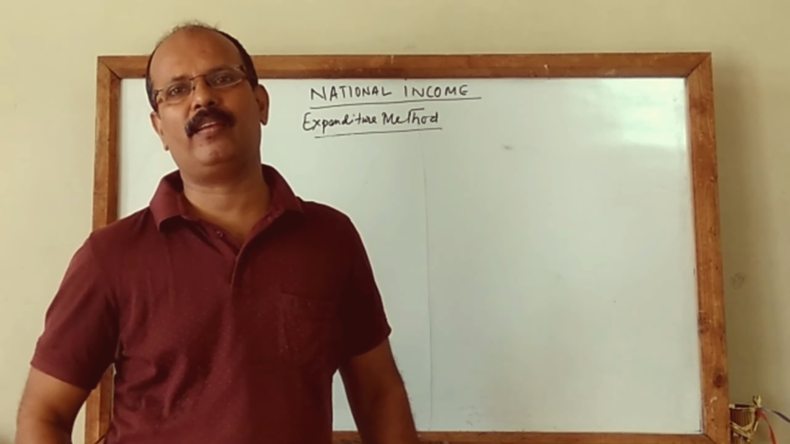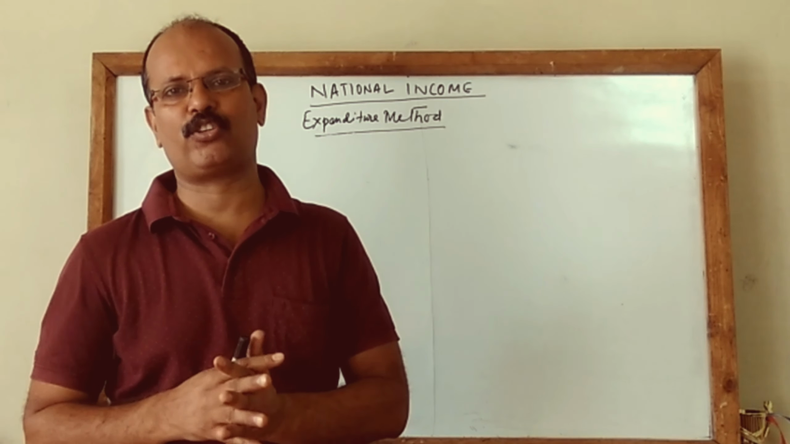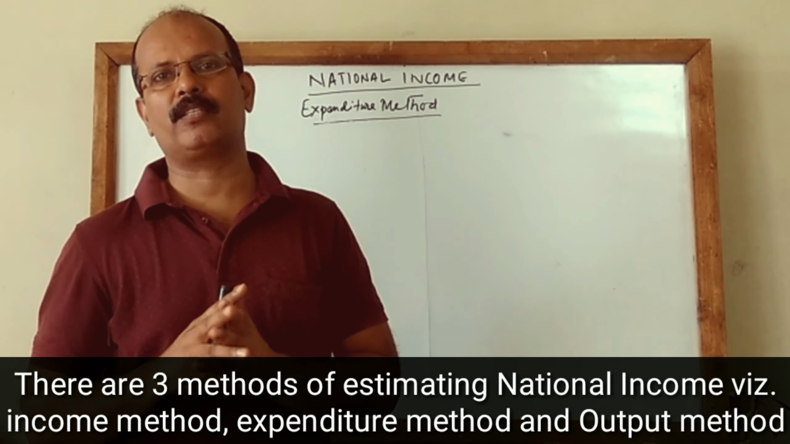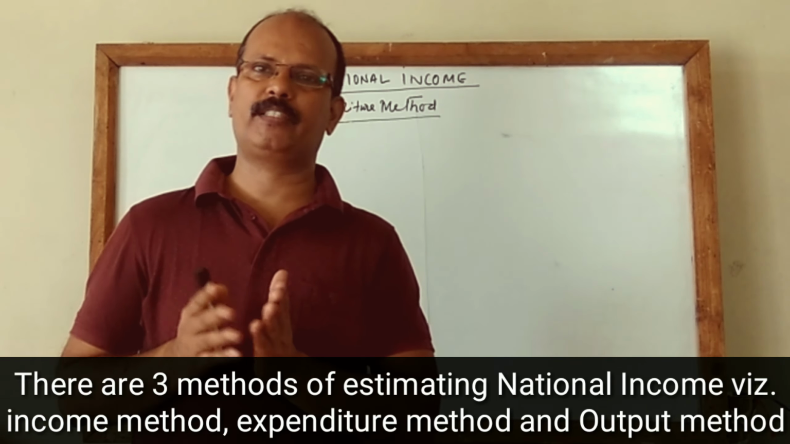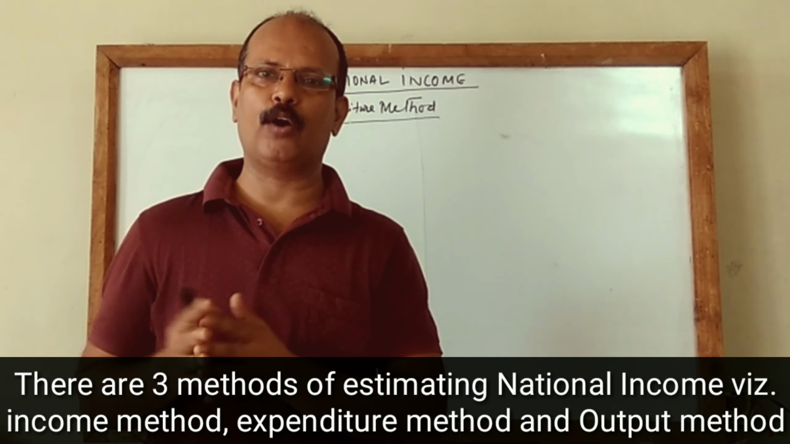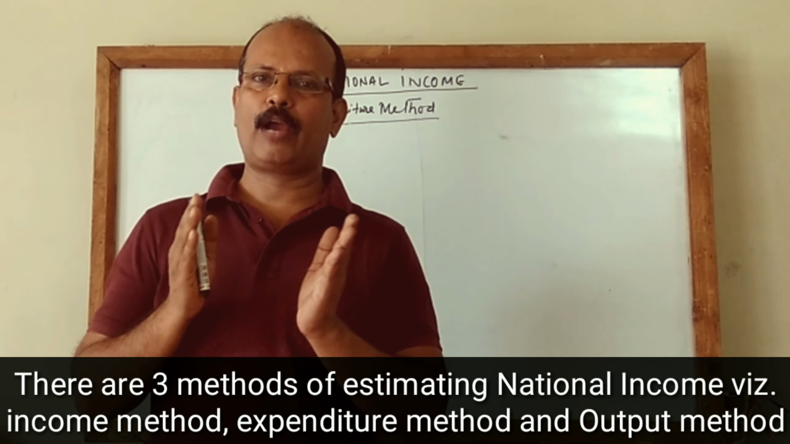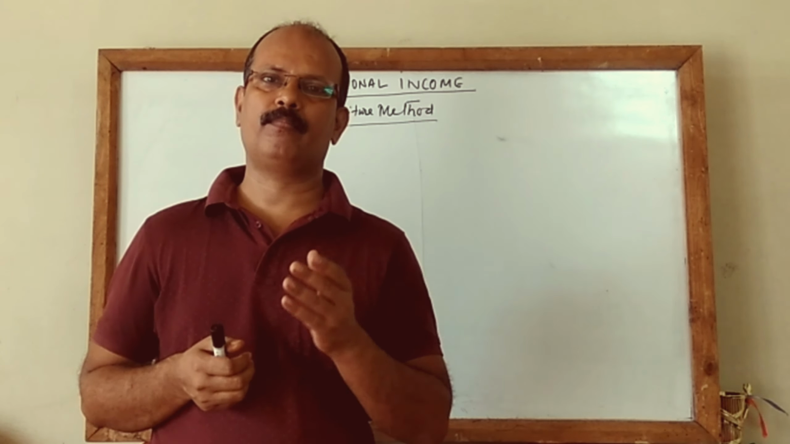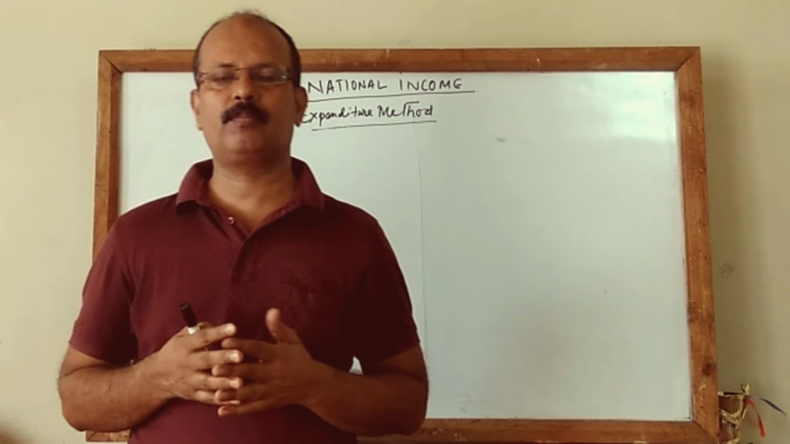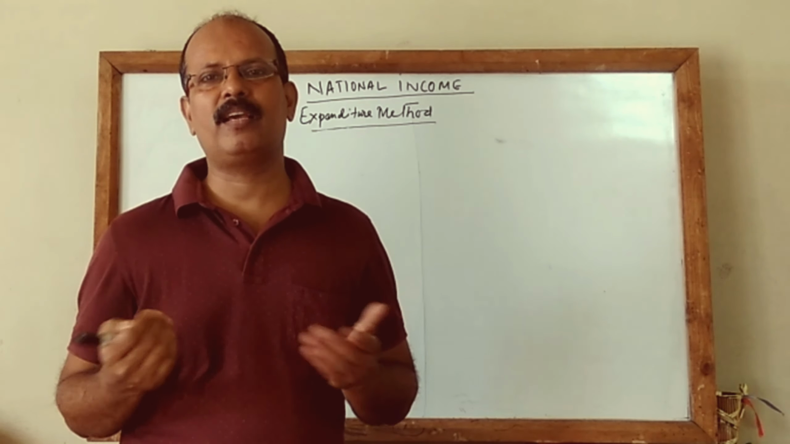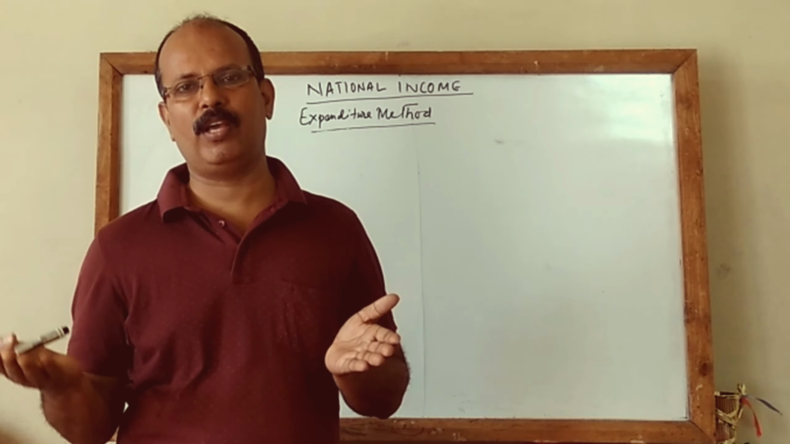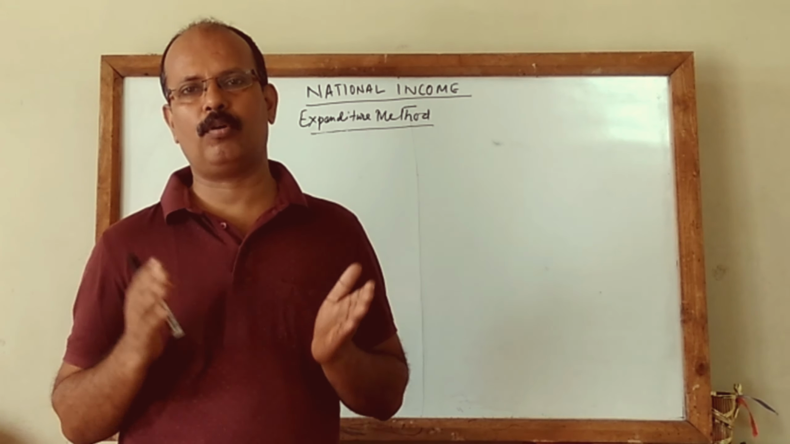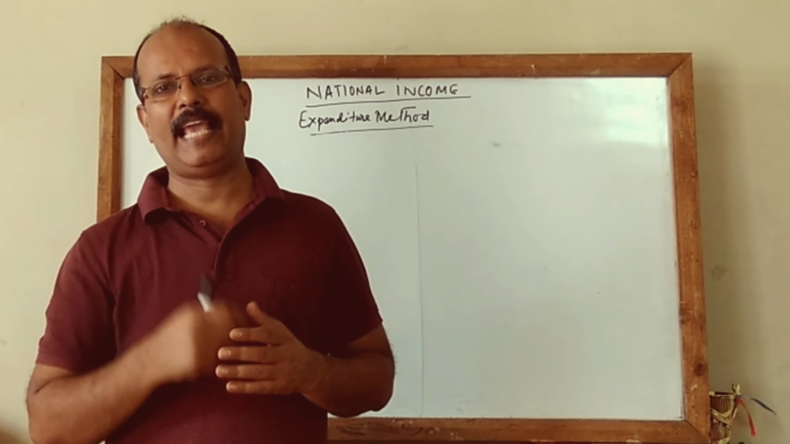Today I am going to explain the expenditure method of national income. We know that there are three different methods of estimating national income, that is income method, expenditure method and value added method or output method. According to our convenience, we use different methods in estimating national income. In some cases, it is not possible to measure the income, or in terms of output we cannot measure, so it becomes convenient to use the expenditure method.